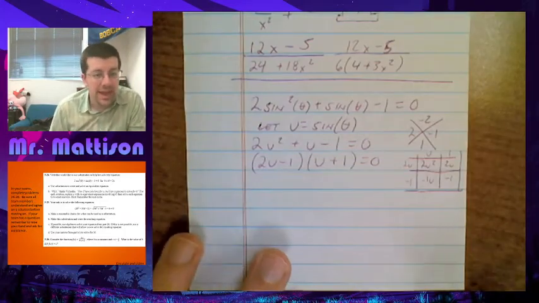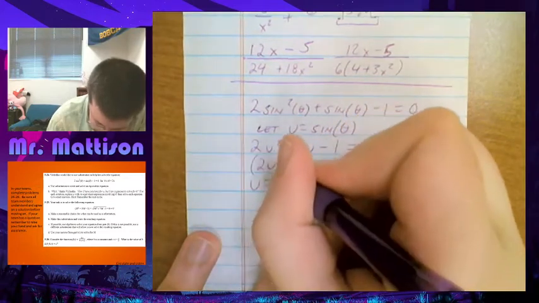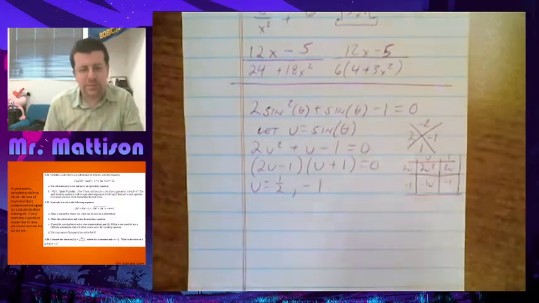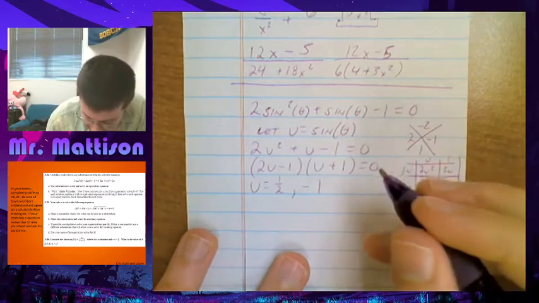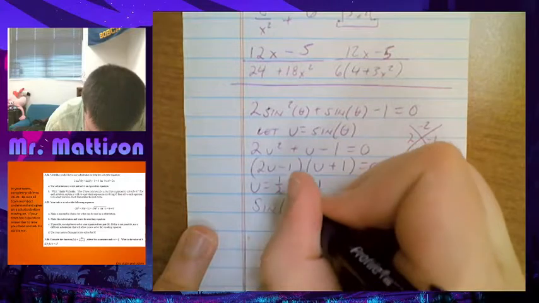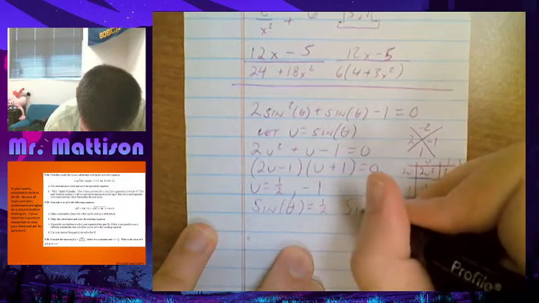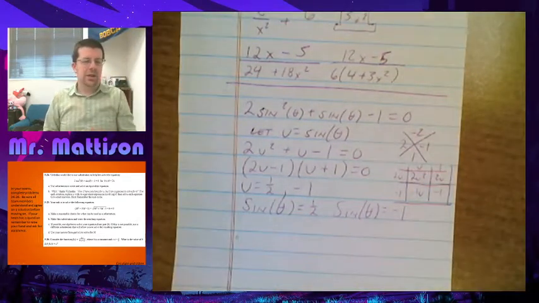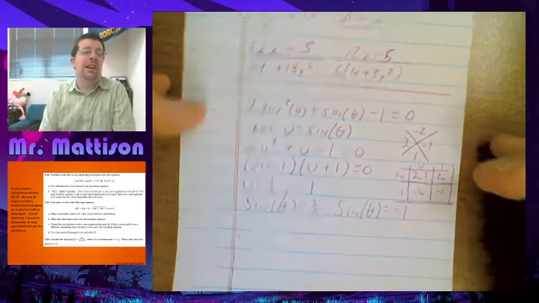So then to solve for u, I set each of these equal to 0, and I get u is equal to 1/2 and negative 1. But I don't care what u is, I care what x is, or in this case theta. So I'd say, well then sine of theta equals 1/2 and sine of theta equals negative 1. And that's as far as they were asking you to get in those last 3 problems. So that's why I want to go down to one where we're actually going to take it all the way.